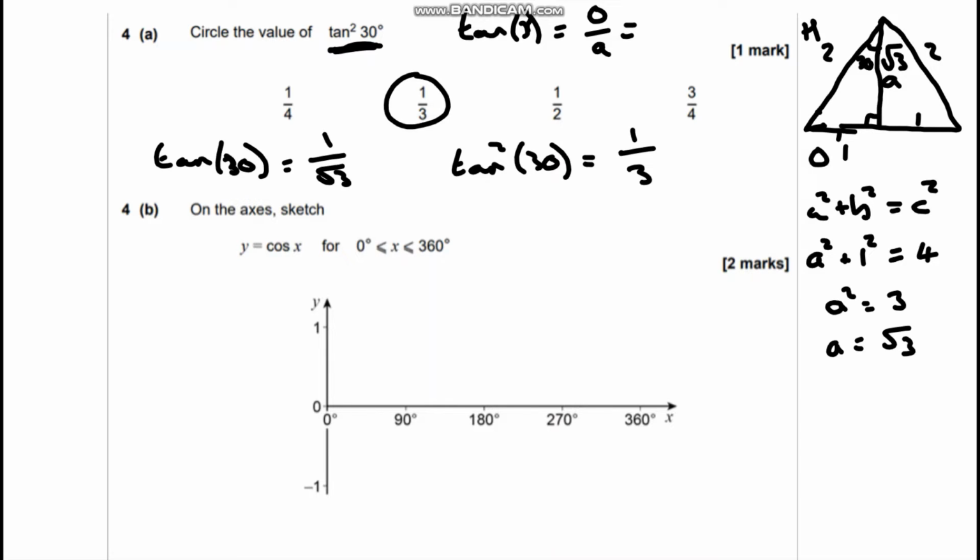Now in part B, it's just asking you to sketch the cos graph between 0 and 360. So cos starts at 1. It's going to go through 90, down to 180 at -1, back up to 270, and then back to where we started at 360, because it has a period of 360. So it's a curve going through these points. And there we go, we've plotted it.